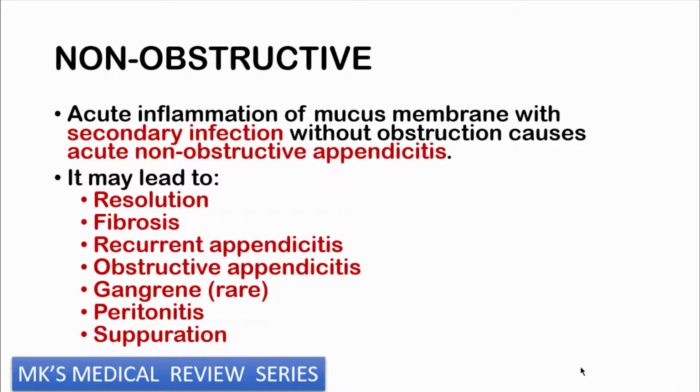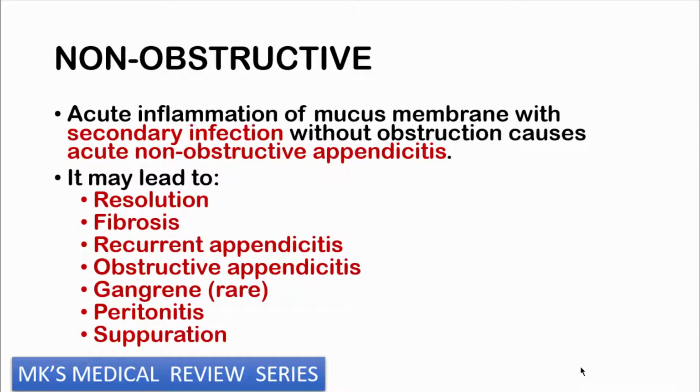Now, in the non-obstructive causes, you have acute inflammation of mucous membrane with secondary infection. There is no obstruction in this case, so you refer to this as acute non-obstructive appendicitis. In some cases, it may resolve. It may lead to fibrosis. It may lead to recurrent appendicitis.